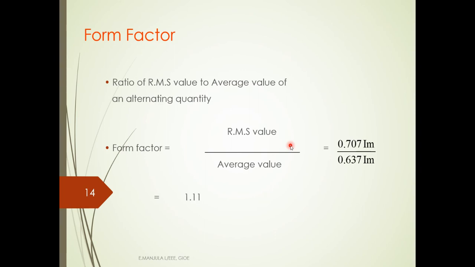So what is the form factor? The form factor is the ratio of RMS value to the average value of an alternating quantity. So form factor is equal to RMS value divided by average value, which is equal to 0.707 I maximum divided by 0.637 I maximum. I maximum will get cancelled. So the total form factor is equal to 1.11. There are no units for this because both the denominator and numerator are of the same units.